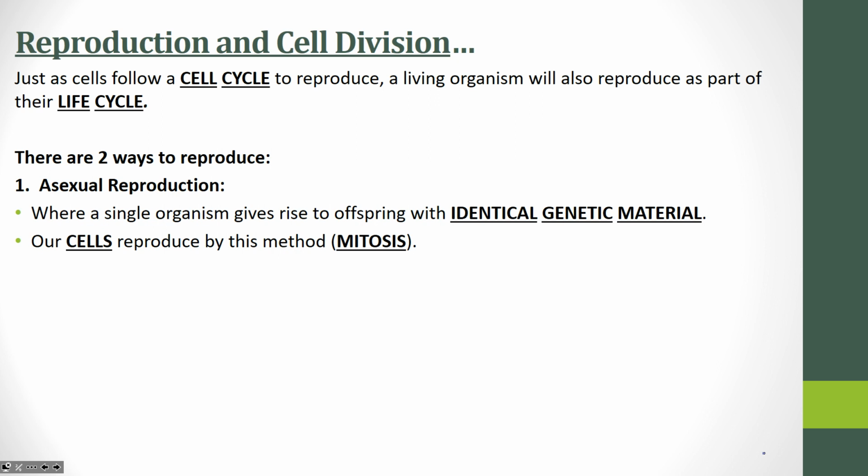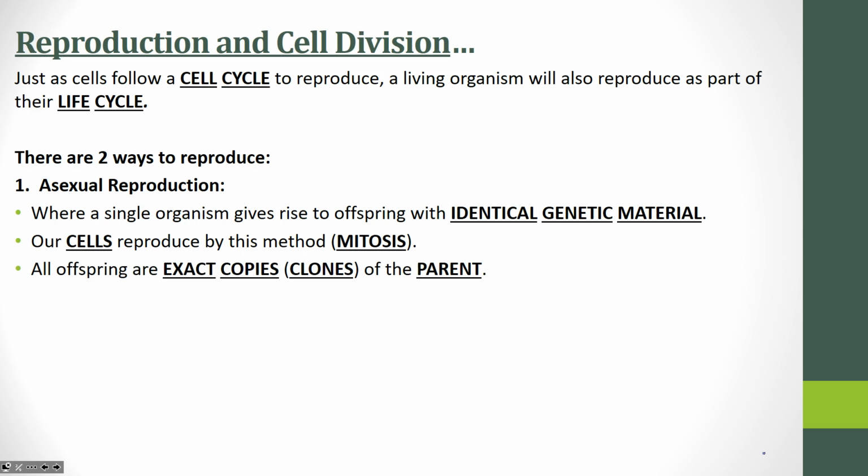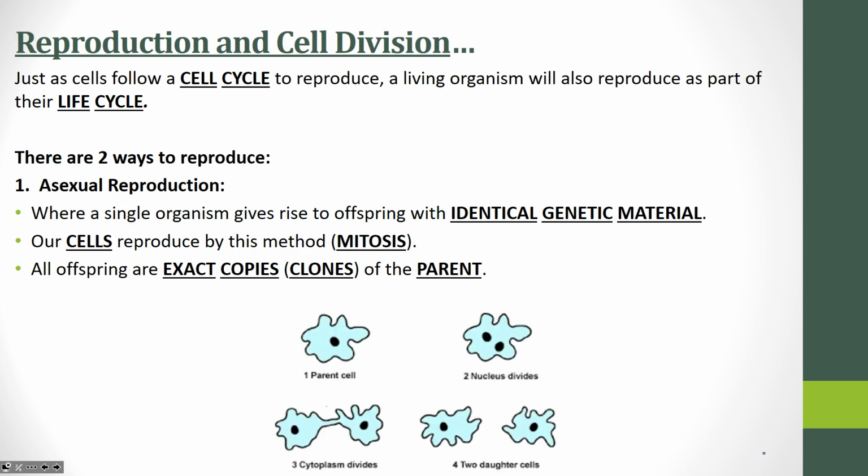So mitosis results in two genetically identical cells. They're basically cloning themselves, so they are all exact copies of the parent. This happens in all sorts of organisms.